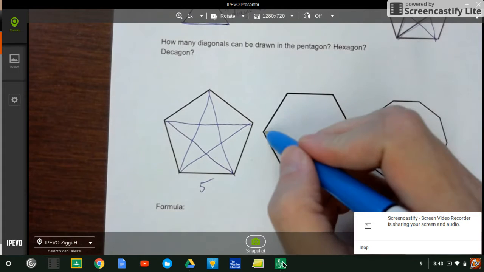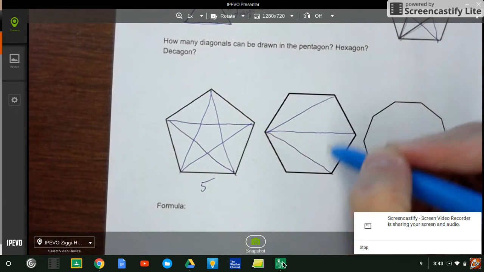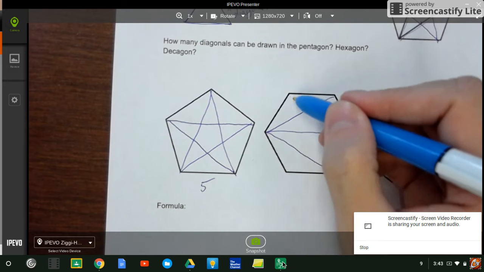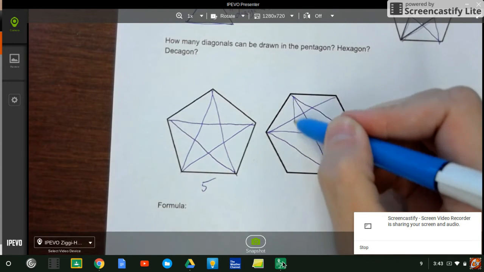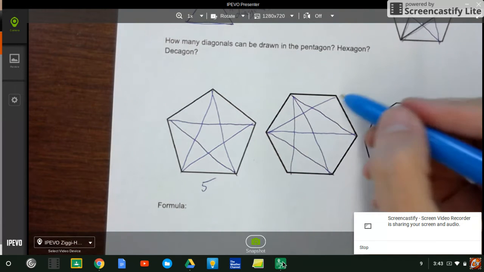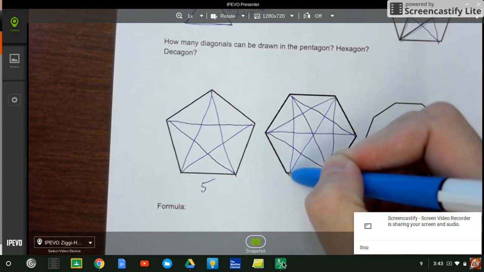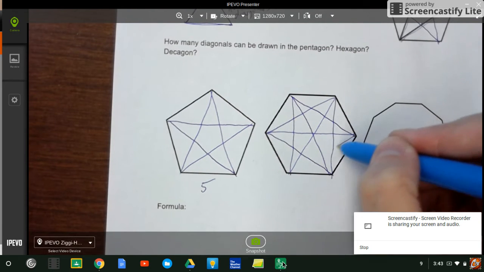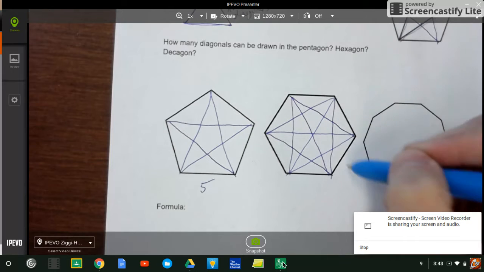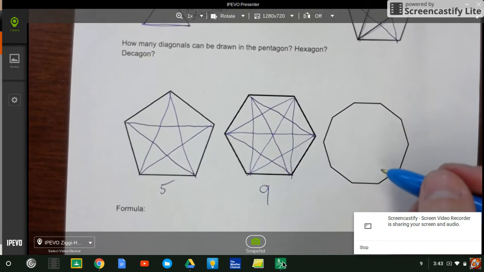Let's find out. So there's 1, 2, 3. Okay. Can't go here. That's already connected. 4, 5, 6. Well, obviously I need more. Already went that way. 7, 8 over here, connected in those directions. Oh, there it is, 9, and that's all connected. So we've got 9. What about a decagon?